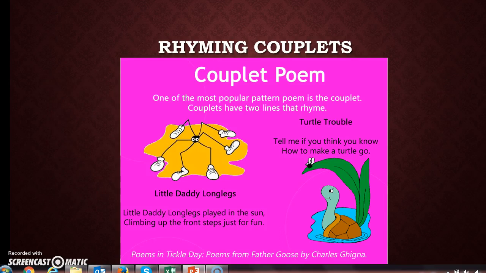Another thing that poets like to use are rhyming couplets. You see rhyming couplets a lot in sonnets. Rhyming couplets are when you have 2 lines, one right after the other, that rhyme. They're a couple. So 2 lines together that rhyme are considered a rhyming couplet.